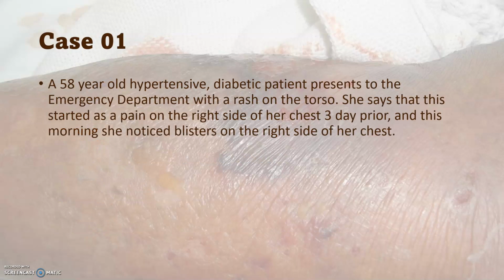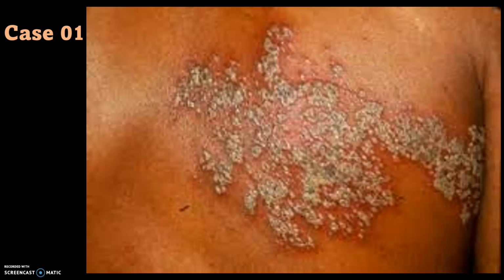So we've started with a 58-year-old hypertensive diabetic patient who presents to the emergency department with a rash on the torso. She says that this started as a pain on the right side of her chest 3 days prior, and this morning she noticed blisters on the right side of the chest. This is a picture of the rash. It's a little bit blurred, but you get the point. You can stop the video, consider what this is, and think about what you know about the condition.